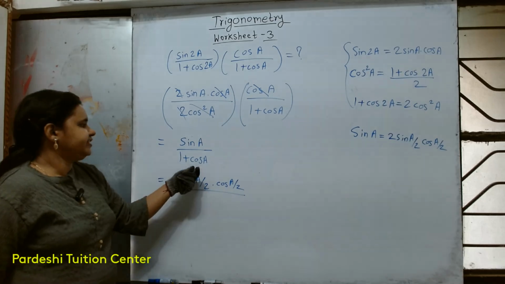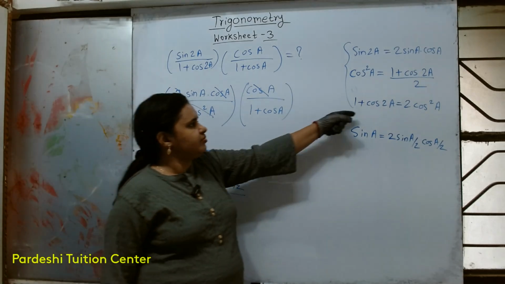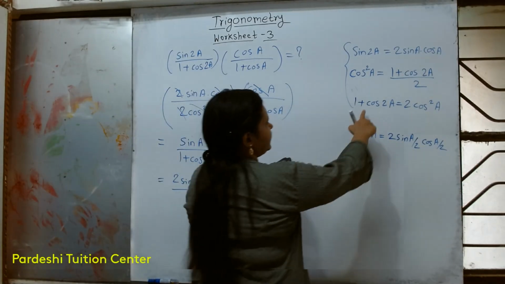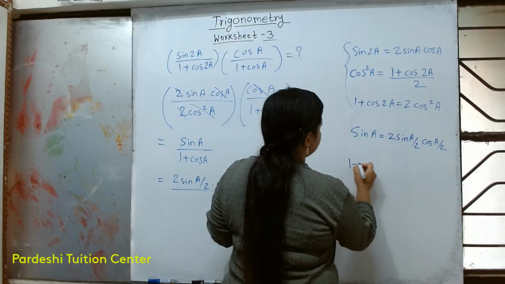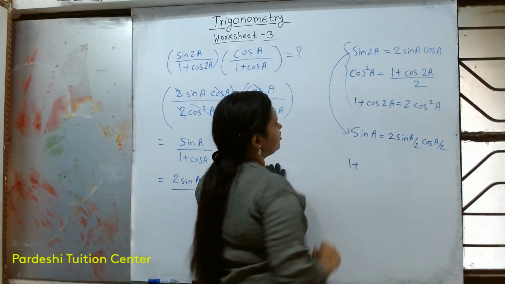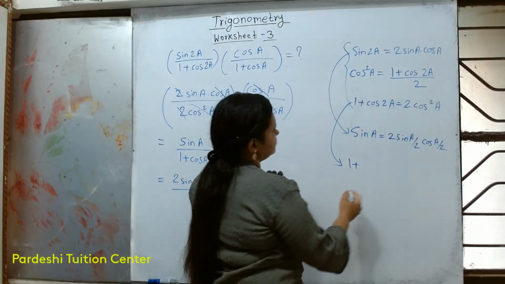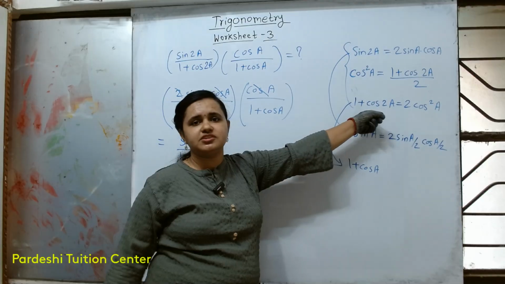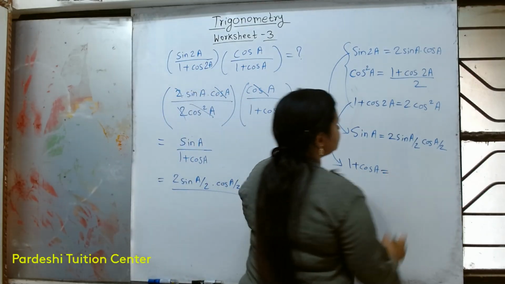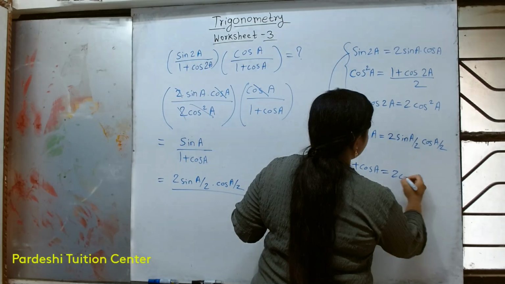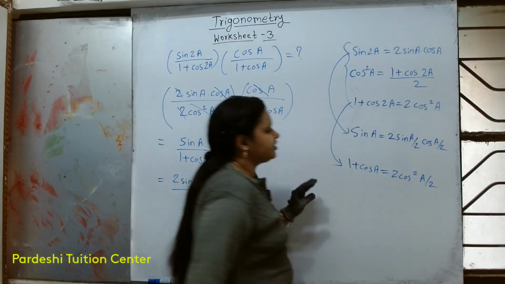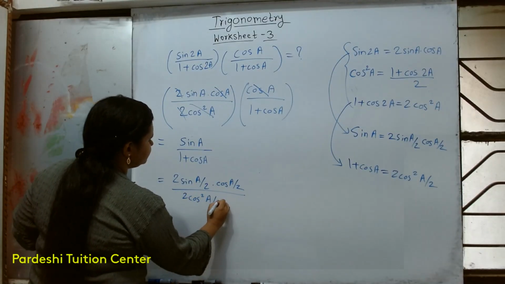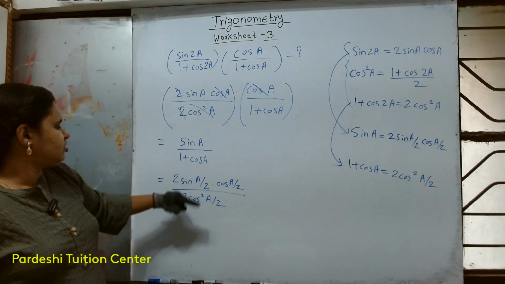Again, here it is 1 plus cos A. So from this we can calculate 1 plus cos A. Here the angle was doubled, so if I halve the angle, this formula was taken from this. We want here 1 plus cos A, that was 2A, the angle was doubled, here it is halved. So the right hand side angle will also be halved. So it will be 2 cos square A by 2. So 1 plus cos A is equal to 2 cos square A by 2.